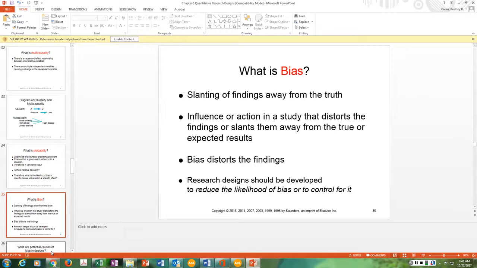It's the influence or action in a study that distorts the findings or slants them away from the true or expected results. It distorts the findings, and the research designs should be developed to reduce the likelihood of bias or to control it.